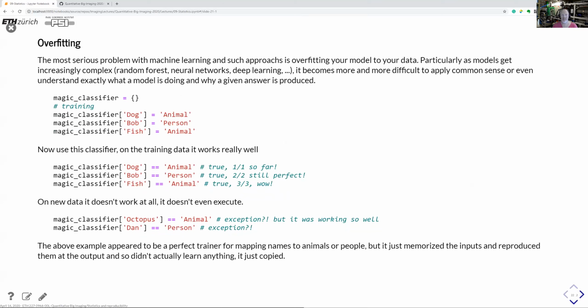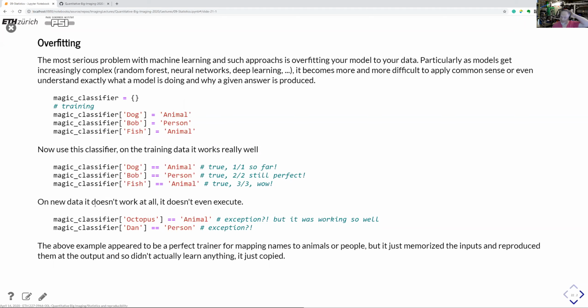What can happen is that you produce overfitting. So if you have a classifier, in this case, a magic classifier that tells that dog is an animal, Bob is a person, fish is an animal, and we apply that to the same data, you should hopefully produce the same result. So that dog is an animal, Bob is a person, and so on. So we do perfectly if we use the training data directly.